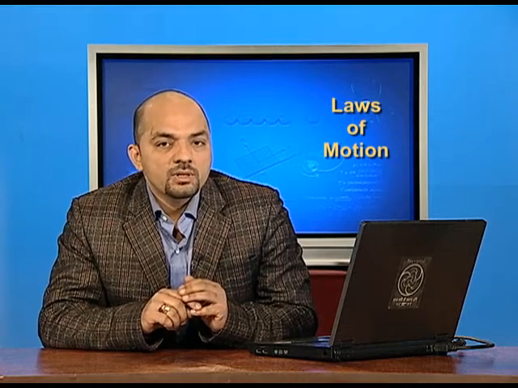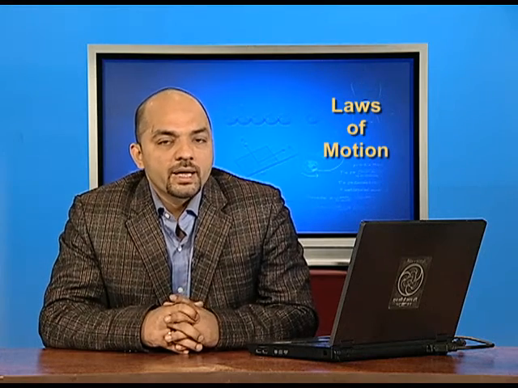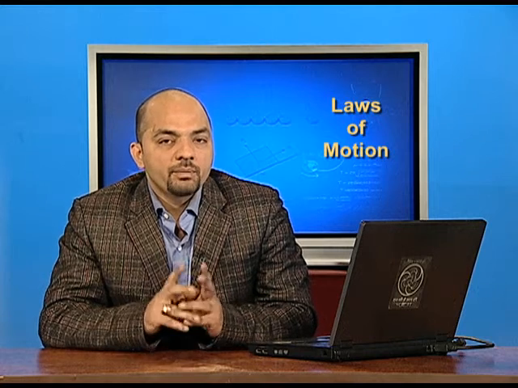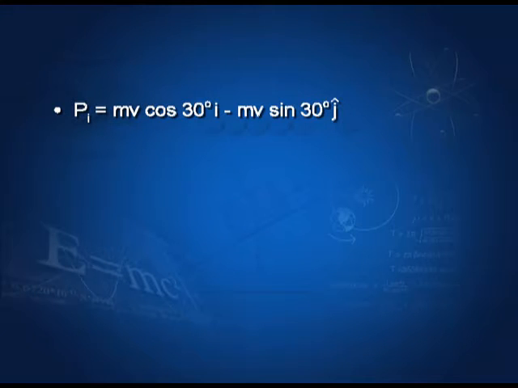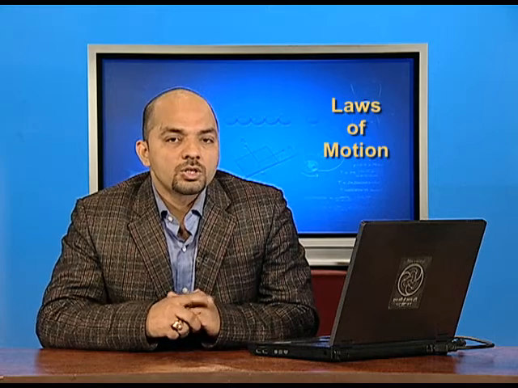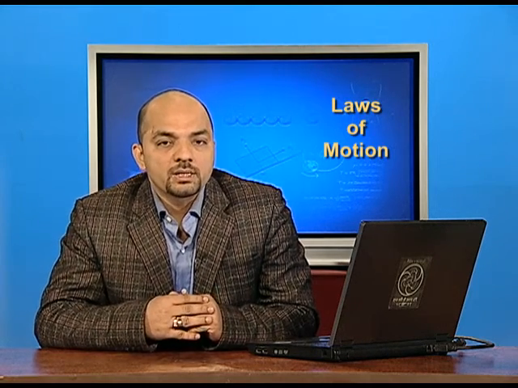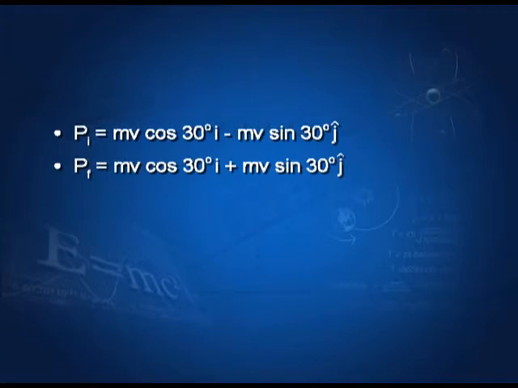As angle of incidence is 30 degree, so on resolving linear momentum into its rectangular components, we get P initial equals mv cos 30 along i minus mv sin 30 along j. After collision, it bounces back at the same angle, so resolving linear momentum into its rectangular components, we get mv cos 30 degree along i plus mv sin 30 degree along j.